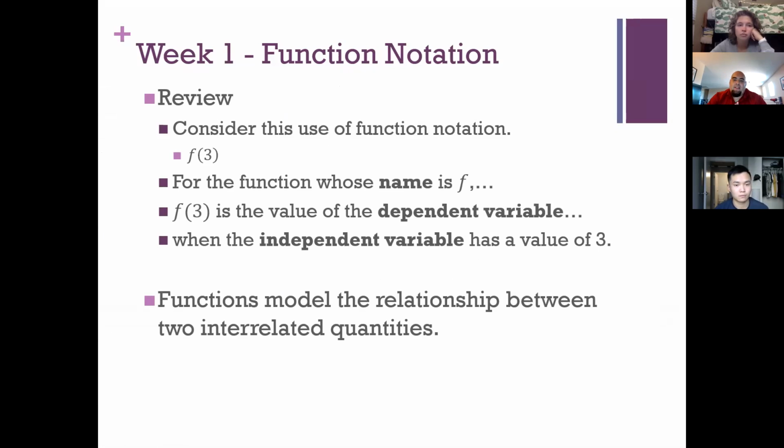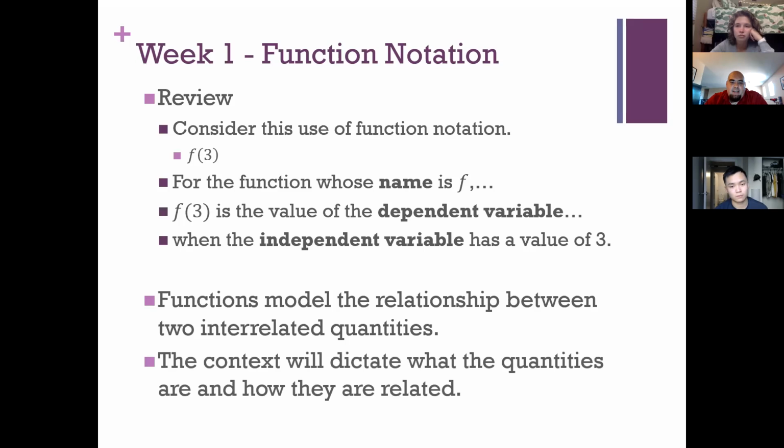So functions model a relationship between two interrelated quantities. In this first example here, I don't really have a context. I don't know what the function f does. I don't know what the independent variable and the dependent variable represent, but I do know that, pretty much by definition, a function relates one quantity to another. So the context will dictate what the quantities are and how they're related.